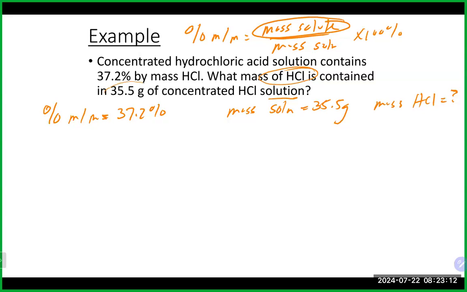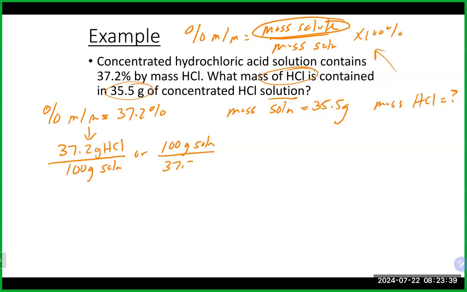That would be how I would know, for example, that this number would be the solution part of it and not the solute, because again, we're looking for what the solute is in this case. So you can plug and chug into here, or once again, you can take a more dimensional analysis approach, where this would mean that there are 37.2 grams of HCl in 100 grams of solution, or in 100 grams of solution, there are 37.2 grams of HCl. So if you take this dimensional analysis approach, we could take our mass of our solution, 35.5 grams of solution. We would need to use a conversion factor here on the left so the solutions cancel.